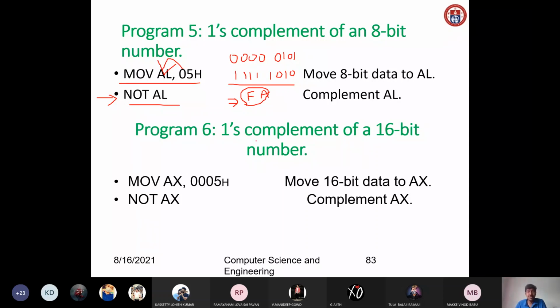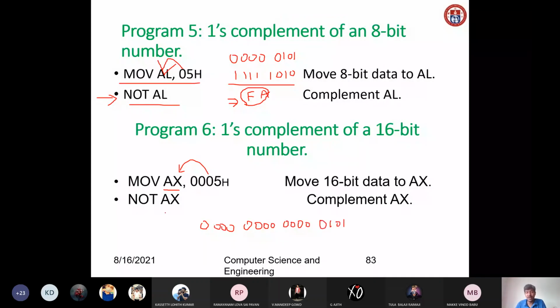Similarly, I will do the ones complement of a 16-bit number. Again, it is similar to the previous example. Instead of AL, here I am using AX. The same value I am moving, 5. Instead of 05, here it is a 16-bit number, so 0005 will be moved into AX. Now I am taking the complement of AX. So now all are zeros: 000, 000, 0000, and 5 means 0101.